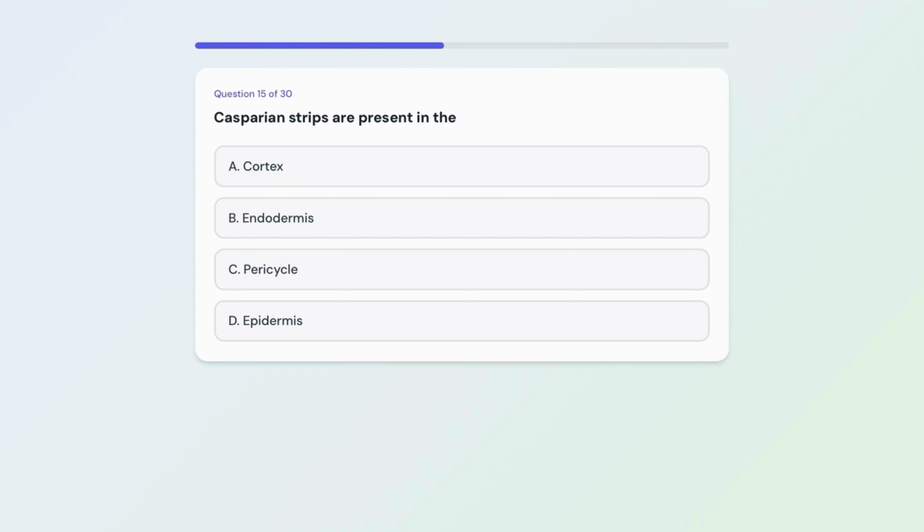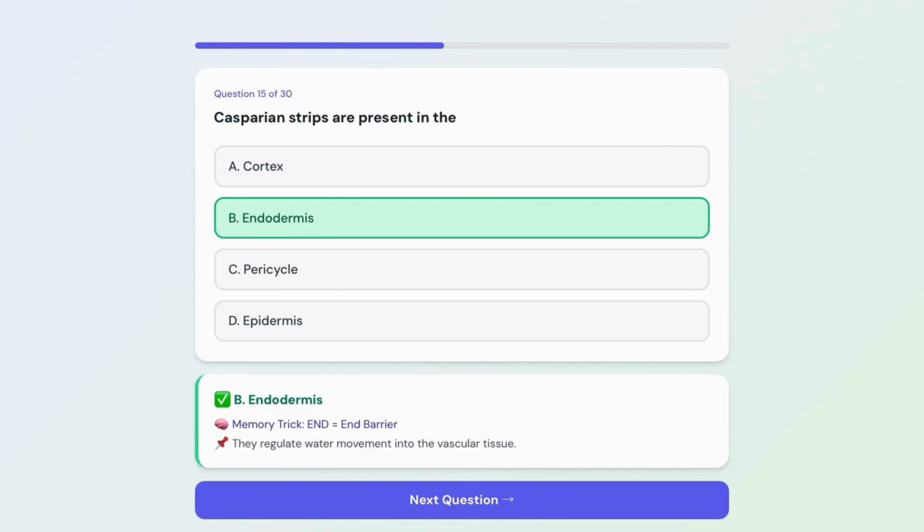Casparian strips are present in cortex, endodermis, pericycle, epidermis? Endodermis. I think of the endodermis as a gate to the xylem, and at the gate of the endodermis there's a guard present, Casparian.